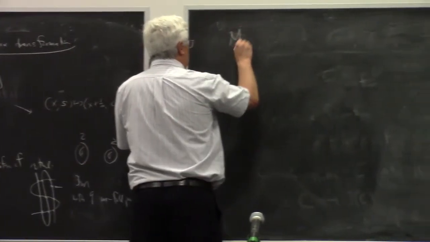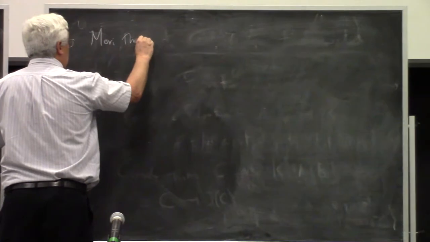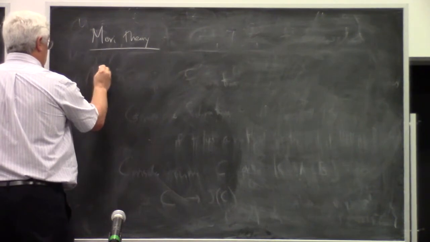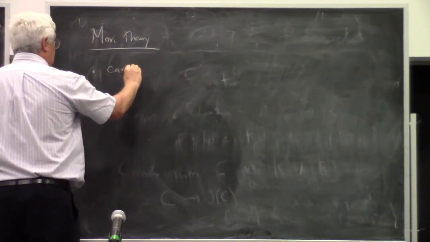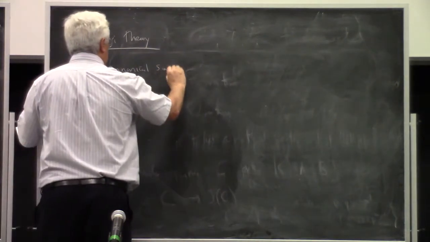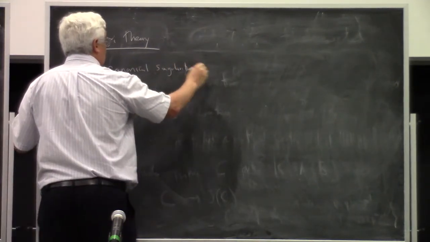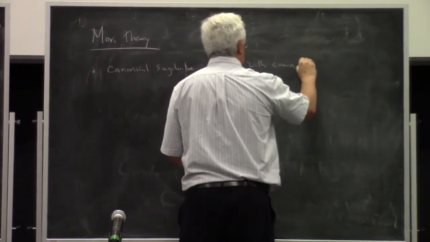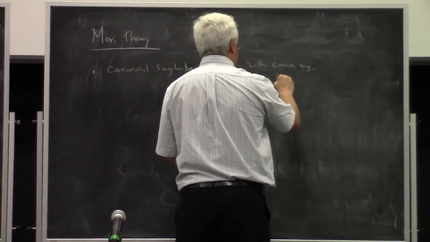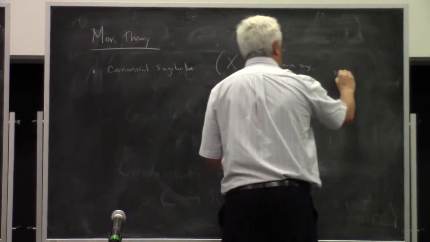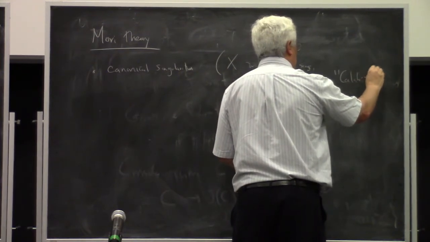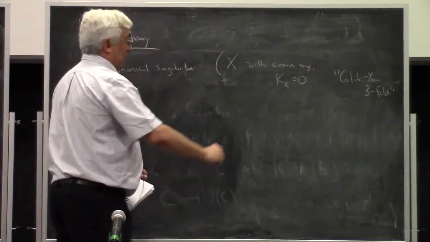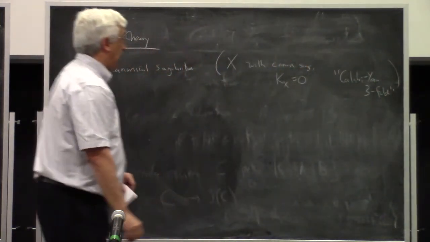So I'm going to use Mori theory to state the results. And in particular, I'm going to consider classes of singularities which are canonical singularities of threefolds. If I have a variety X with canonical singularities, which is Gorenstein, and K_X is 0, we'll call that a Calabi-Yau threefold. So allowing all those singularities is maybe slightly unusual, but it's important for thinking about the minimal model program.